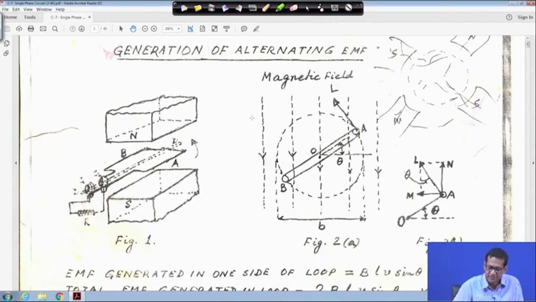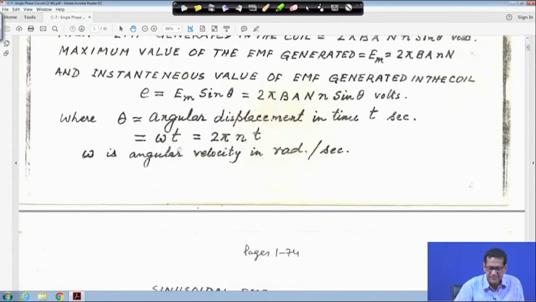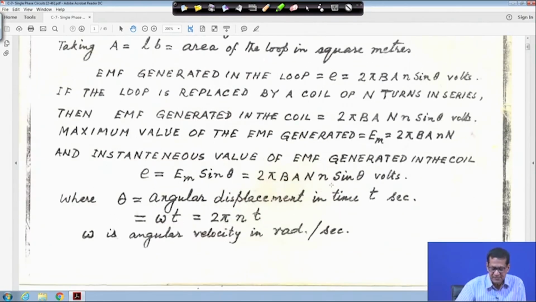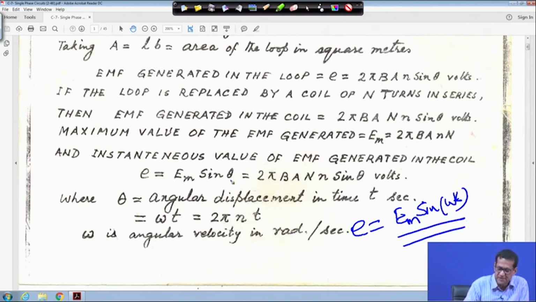So if you put it like this, theta is equal to omega t, that is 2 pi n t, where omega is the angular velocity in radian per second. Then this equation E can be written as EM sin omega t, because we are replacing theta by omega t. So E is equal to EM sin omega t. This is the expression for the sinusoidal voltage, where EM is the maximum value of the voltage generated.